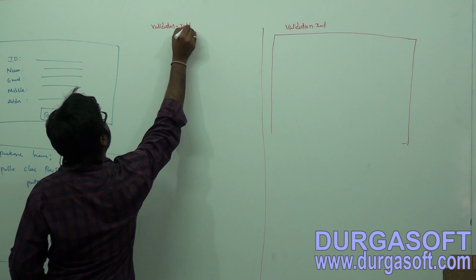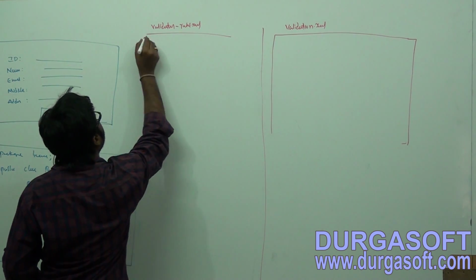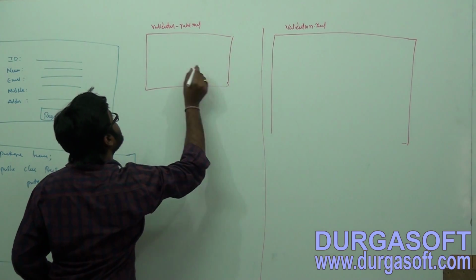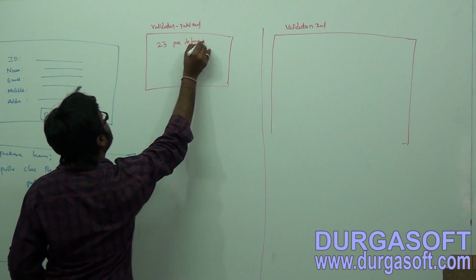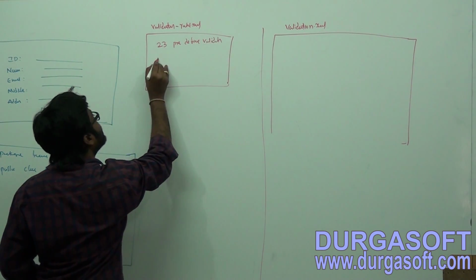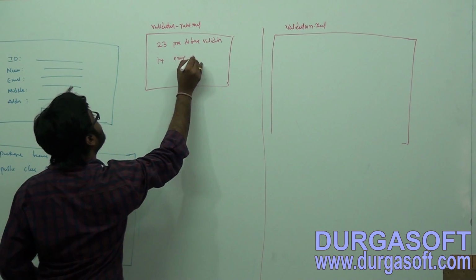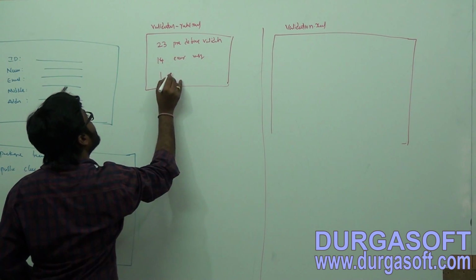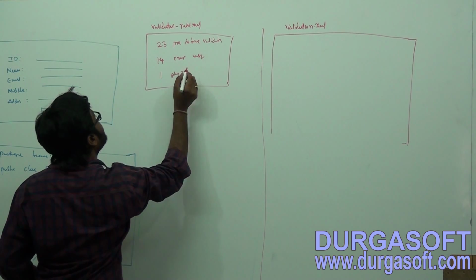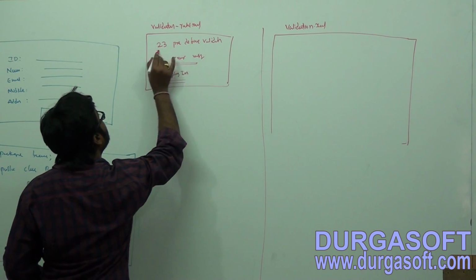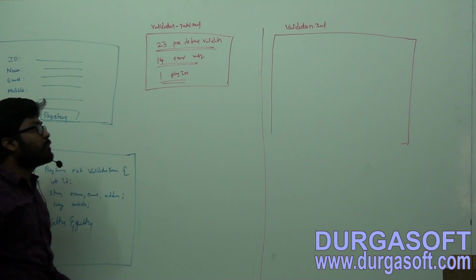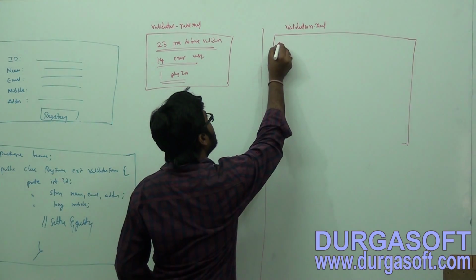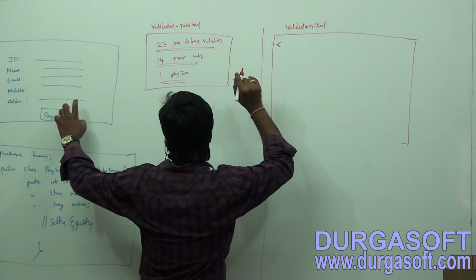Validator-rules.xml: what have they given in this rules XML file? Predefined validators, 23 predefined validators, 14 error messages, and one plugin configuration. And coming to this validation XML file, here we have to write the actual validations for our input form.